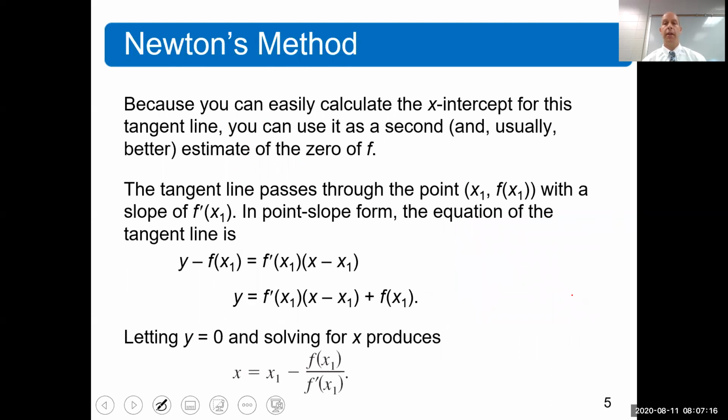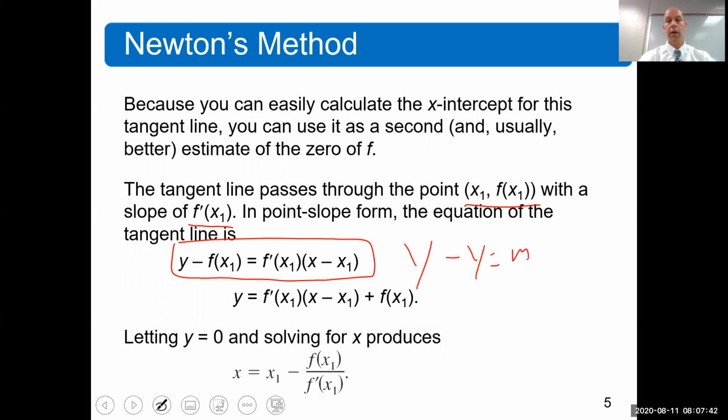Because you can easily calculate the x-intercept for this tangent line, you can use it as a second estimate, which is going to hopefully give us a better answer, and it typically does. The tangent line that passes through the point (x1, f of x1), with the slope of f prime of x1, is this formula right here, which you should be familiar with. It looks very similar to y minus y1 equals m times x minus x1. That's how we write the equation of a tangent line.